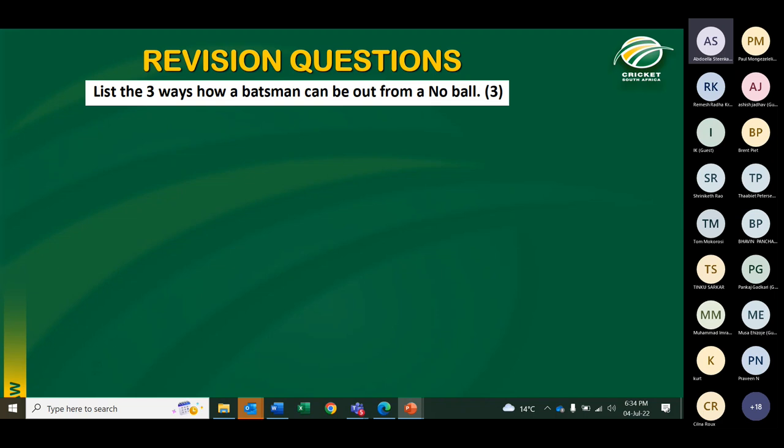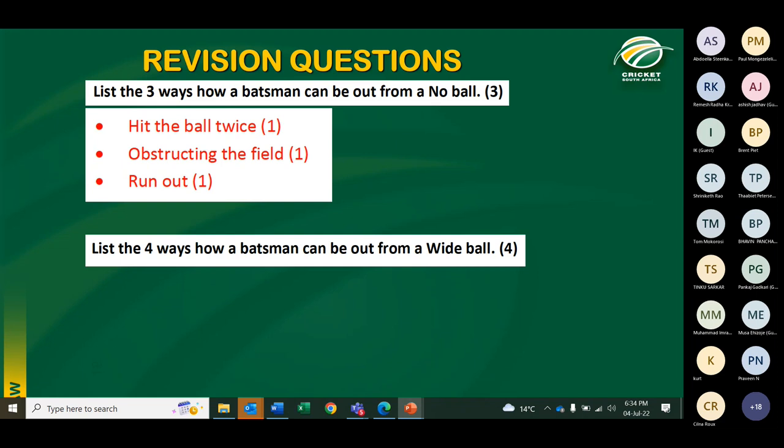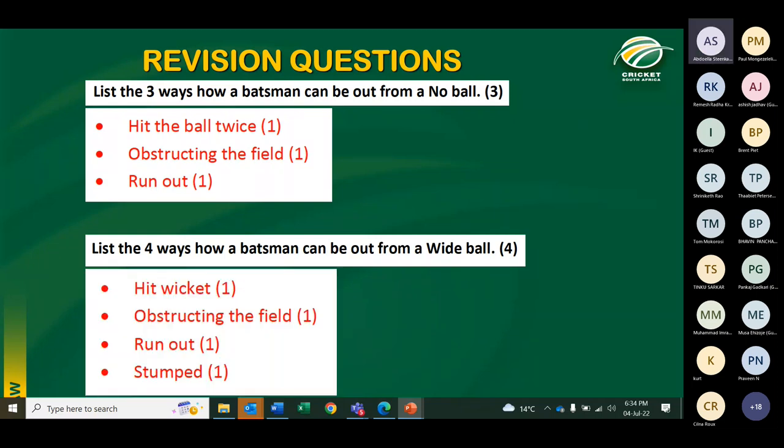Three ways of how a batter can be dismissed off a no ball: hit the ball twice, obstructing the field, and run out. What are the ways how a batter can be dismissed off a wide ball? There are four ways. And they are hit wicket, obstructing the field, stumped, and run out.